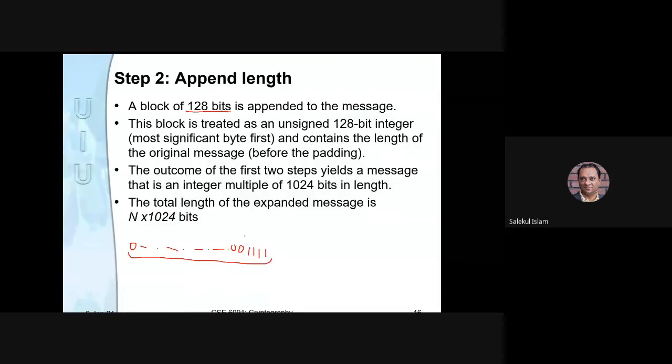In a signed number we use some of the bits to represent whether this is a positive number or a negative number. So unsigned does not have these things; unsigned means normal regular numbers but only positive numbers. Okay, so the outcome of the first two steps yields a message that is an integer multiple of 1024 bits in length. So the total length of the message is now n times 1024.